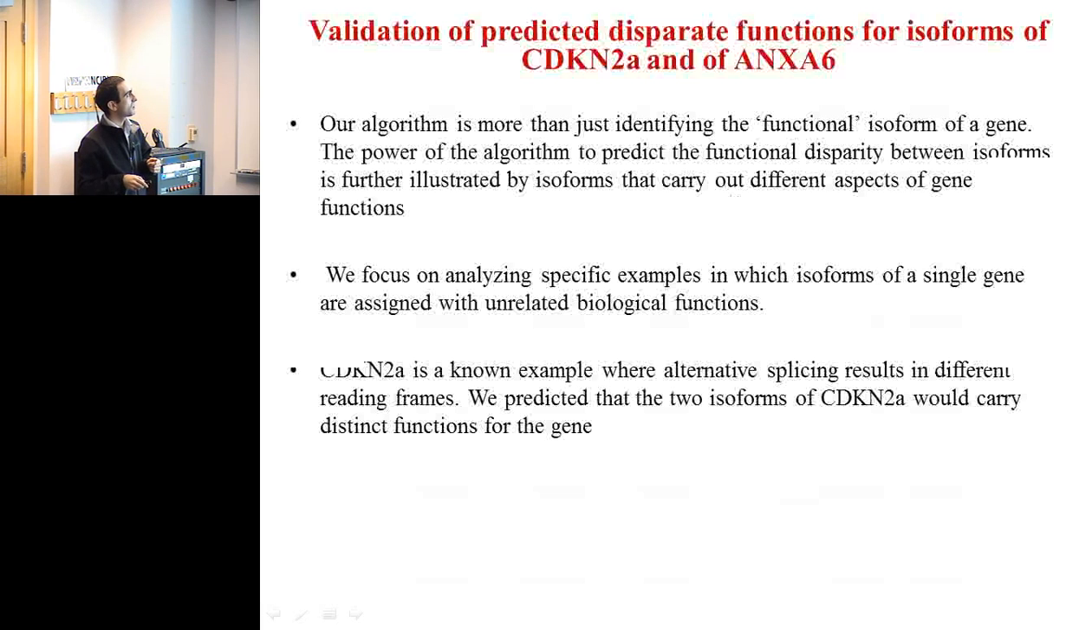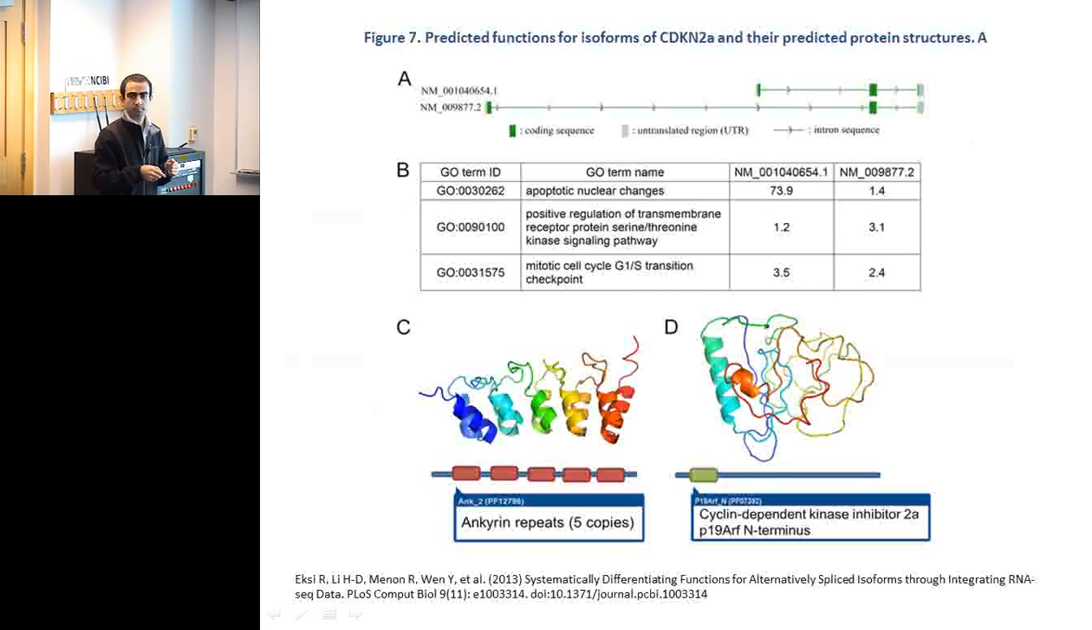Now I'll talk about these 2 specific genes that we chose. It's not just identifying the functional isoform; the algorithm can also predict different functions for each one of the isoforms. We focus on analyzing these 2. This CDKN2A gene is a gene where alternative splicing results in different reading frames. So this is an example where we have 2 very different proteins coming out of this gene. This is the first isoform, the second isoform. They share an exon, but since there is a frame change, the proteins encoded by these transcripts are really different. These are the structure predictions by I-TASSER. They have different domains and different shapes, and we expect them to have different functions.